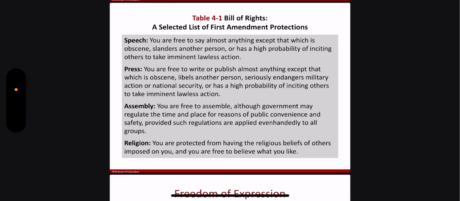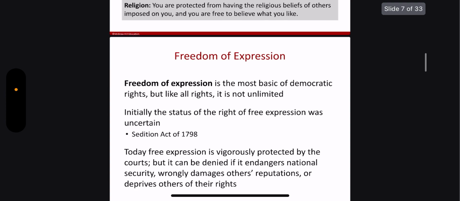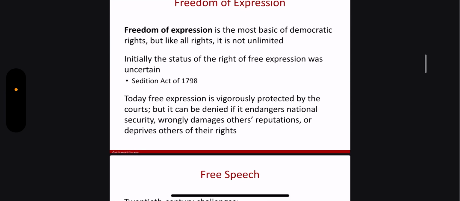In terms of religion, you're protected from having the religious beliefs of others imposed on you, and you can believe whatever you want. The issue comes to be with things like how you exercise that religion. So if your religion believes in human sacrifice, you can't go sacrifice your neighbor. Okay, so you can believe in whatever you want, but that does not mean that you can express it. And so when we talk again about freedom of expression, what we're talking about is the idea to believe something and then do something about it, right? So to be able to express those rights.